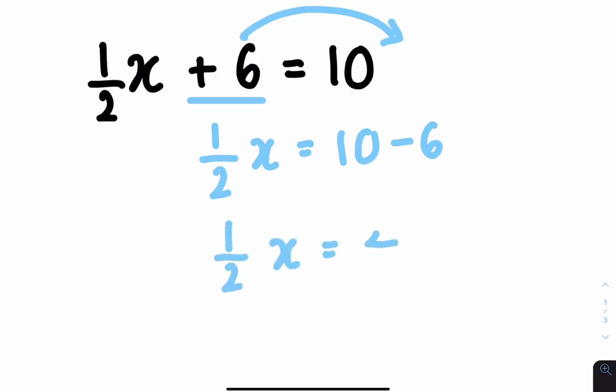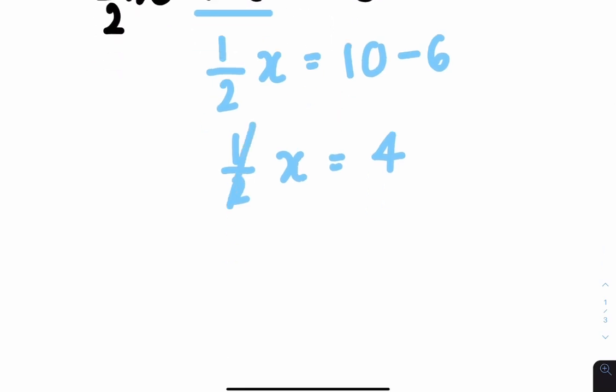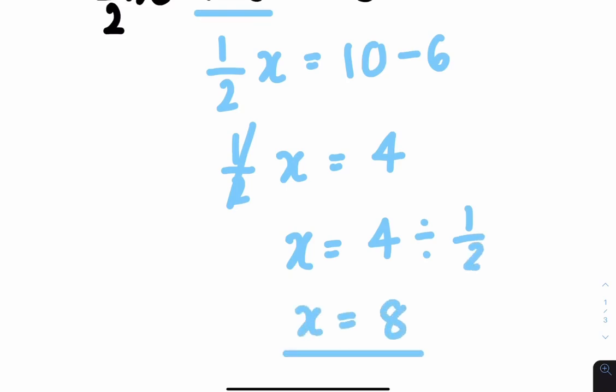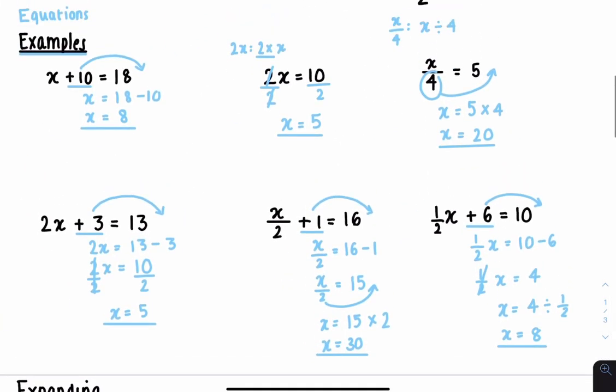Now, remember, right now we have a half multiplied by x, so we have to do the opposite, so we divide both sides by a half. If I divide this side by a half, it just cancels and becomes 1, which is what we want. And if you do 4 divided by a half, you get 8. So x equals 8. And that's your final answer. This was just an introduction to equations.